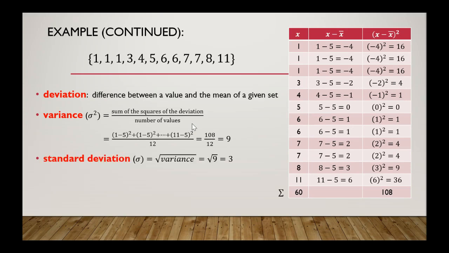Now, standard deviation, the symbol that we use for that is just sigma, which should give you an idea of how you're going to find standard deviation, right? Because if variance is sigma squared, sigma would just be the square root of the variance, right? And that gives me the square root of 9, which is 3.